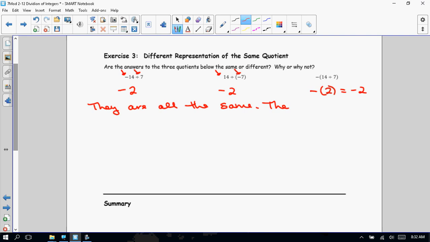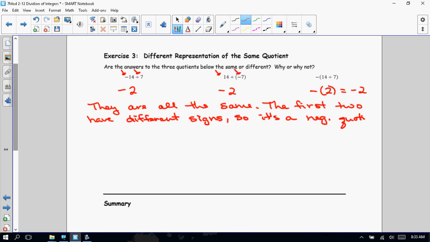The first two, what do you notice about them? The first two have different signs. So it's a negative quotient. Okay, so we get a negative quotient.